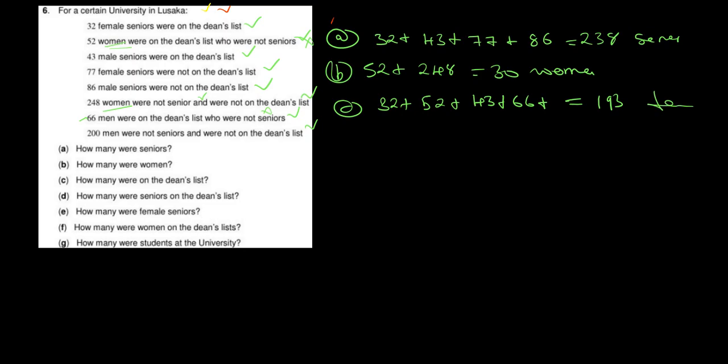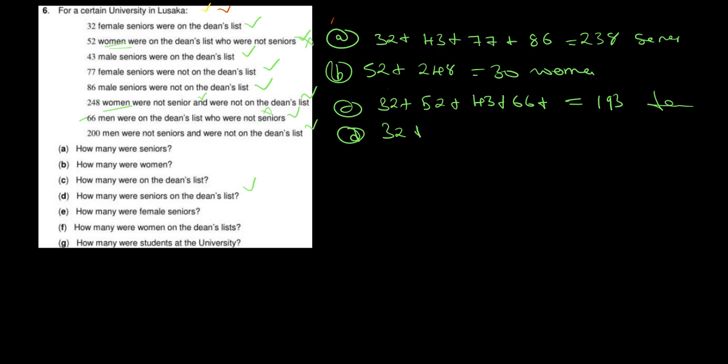Okay, so what about for D? How many were seniors on the dean's list? So we want to concentrate on the seniors who were on the dean's list, so 32. They were seniors, right? So we are solving this one: how many were seniors on the dean's list? These ones were seniors, so 32.